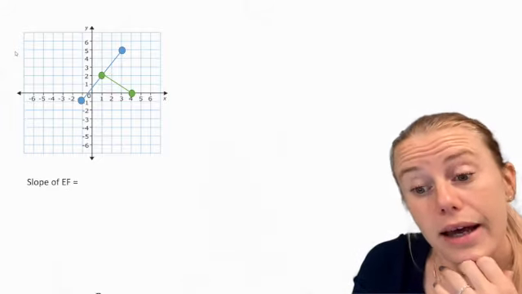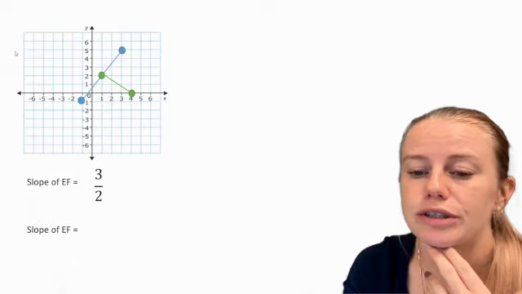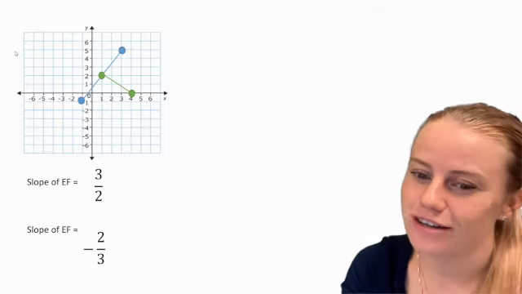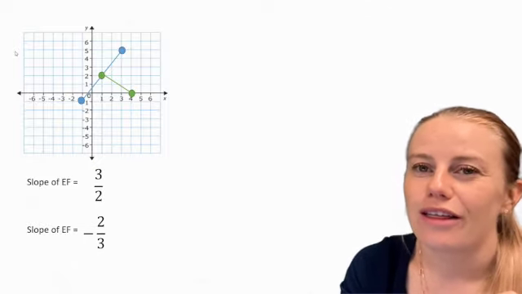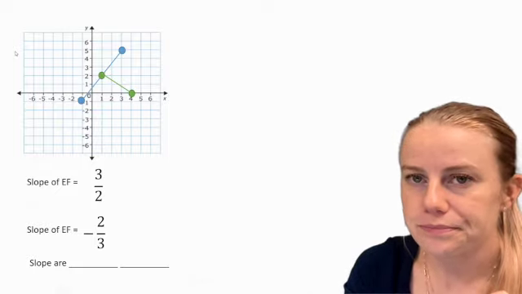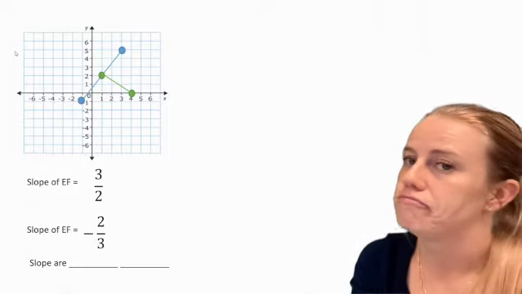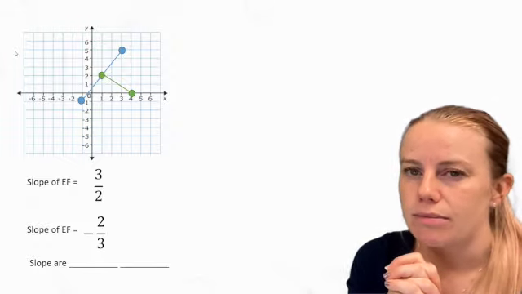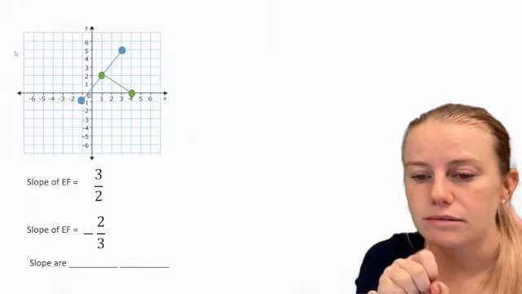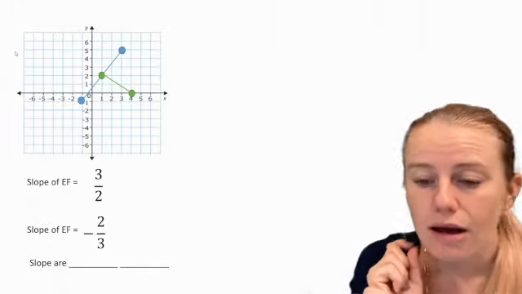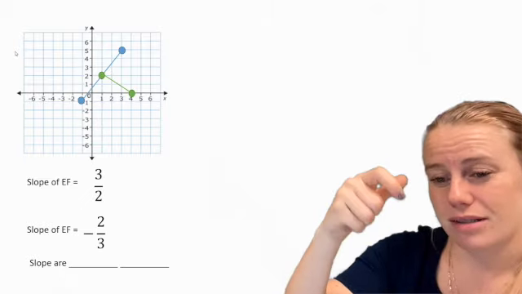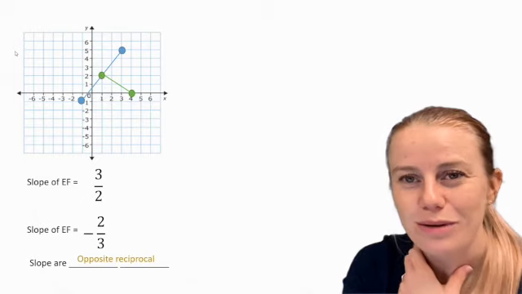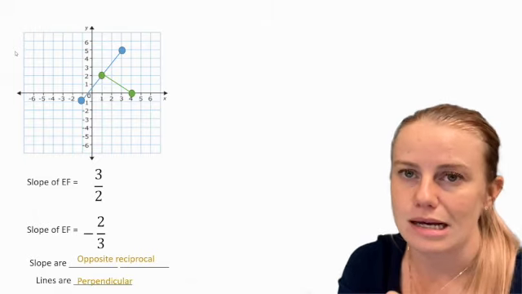So slope of EF is 3/2. Slope of GH, sorry, is -2/3. So looking at their slopes, are their slopes the same? Nope, so they're not parallel lines. We already kind of knew that. Are they opposite or reciprocal? Let's take the first part. Are they opposite? One's positive, one's negative? Yes. Are their fractions flipped? 3/2, 2/3? Yes. So their slopes are opposite reciprocals. That means we have some perpendicular lines here.